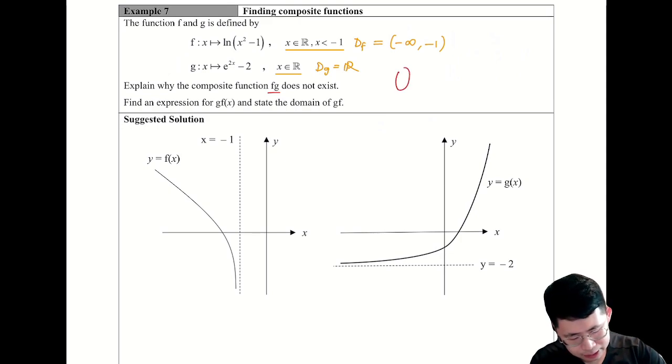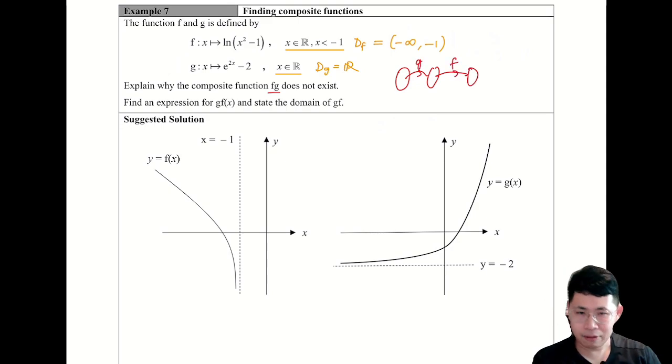So let's have a quick sketch first. Which is the first function, which is the second function? The first function is g, the second function is f. So we want the range of the first function to be within the domain of the second function. Let's take a look at the two graphs over here.